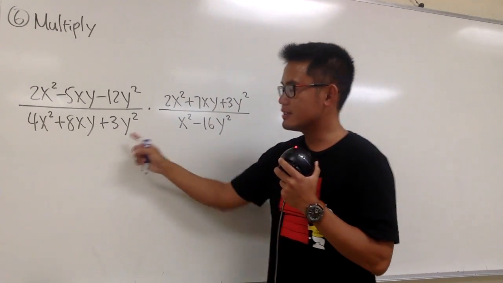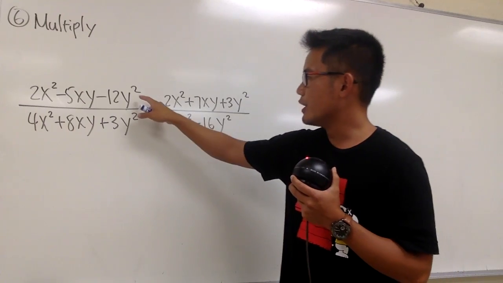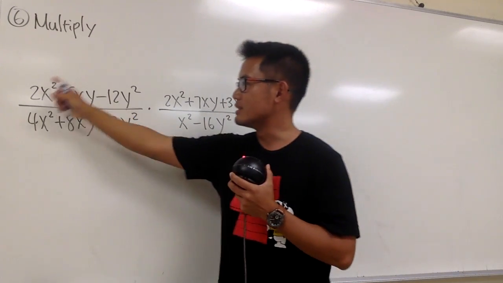Okay, we're going to multiply these two algebraic fractions, these two rational expressions. And you know the deal, we are going to factor, and then cancel things out. So let's start with this one.